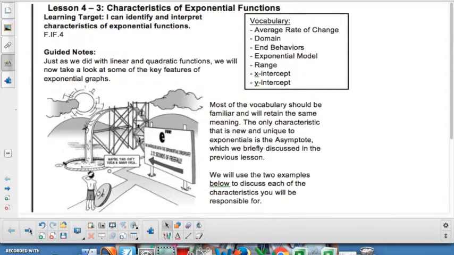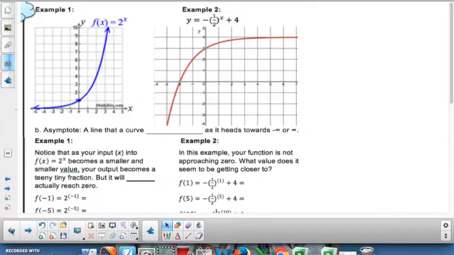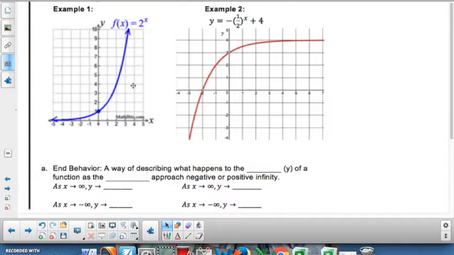Like we did with quadratics, we're going to use two examples for all of the characteristics. If I can go to the next page, I will show you those two examples. Oh, no, we went too far. All right, so we're going to use these two examples on each set of characteristics, and I've put them in your packet multiple times so that you don't have to flip back and forth. And so we're going to start with end behavior.